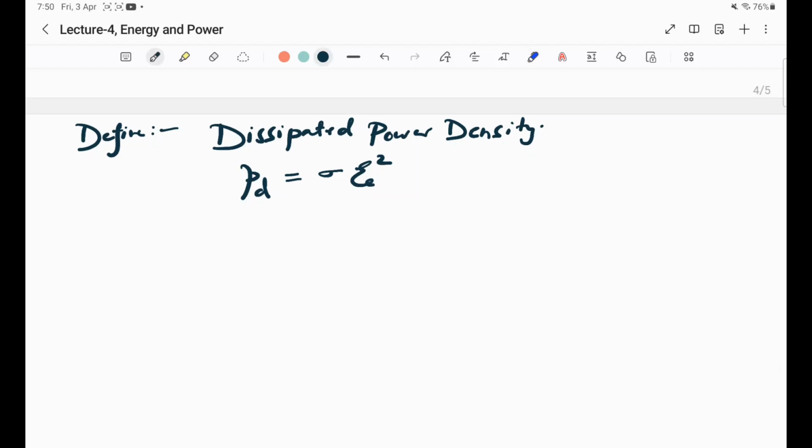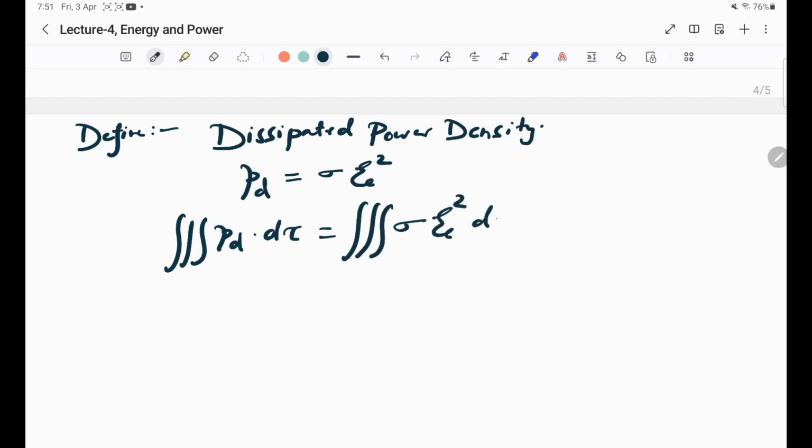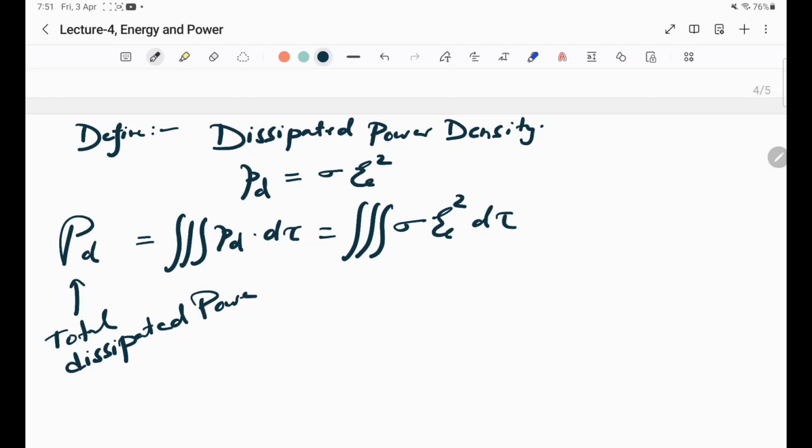So now again, if you do triple volume integration of pd d tau, you will get triple volume integration of sigma E squared d tau, and we will simply call this capital Pd, and this will be your total dissipated power or total power loss.